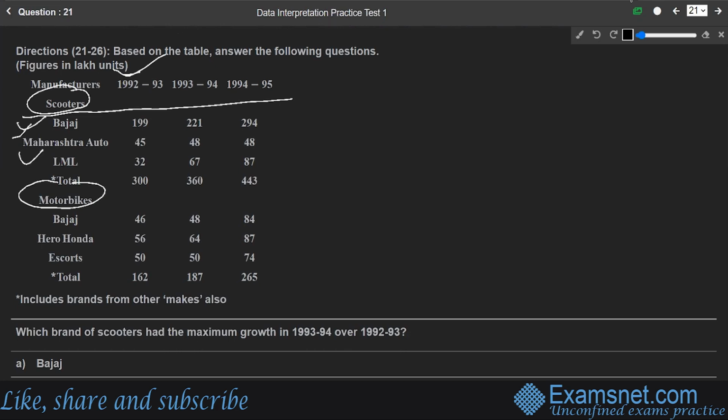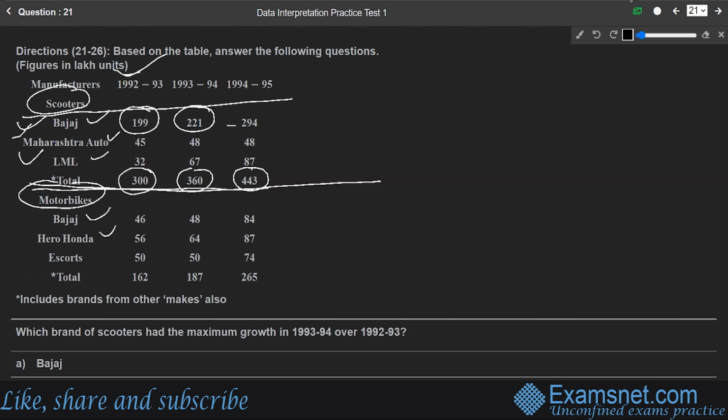For the Bajaj company, in 1992-93, the sold units are 199. For the same Bajaj scheme in 1993-94, the sold are 221, and so on. We can understand, and the total has also been done for us. Like the total of 1992-93 for Bajaj, Maharashtra Auto, and LML has been done as 300, and all these totals have been already done. Similarly goes for the motorbike category. For the motorbike category, Bajaj, Hero Honda, Escorts are there, and their sales are given respectively for the years, and the year wise total has also been done for us.